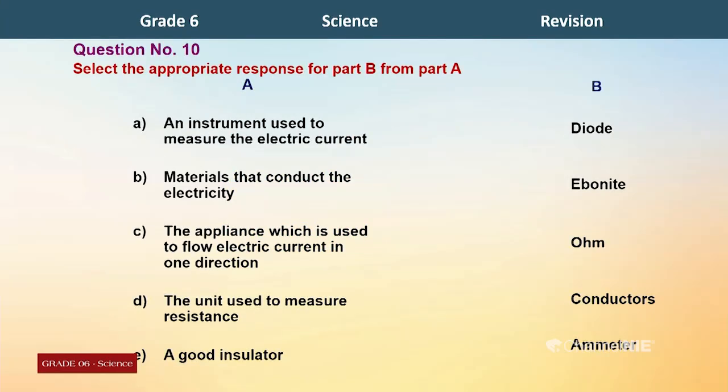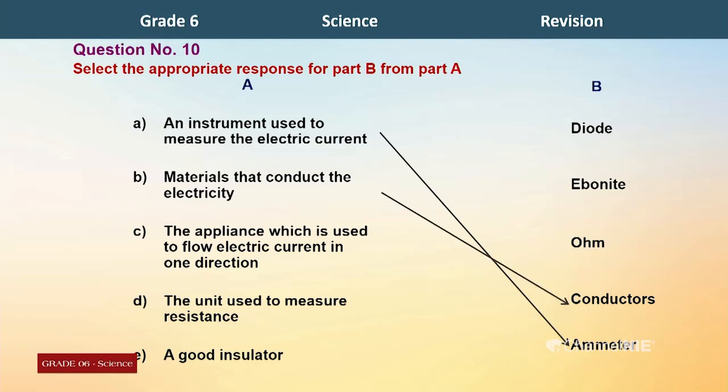Question number 10. Select the appropriate response for part B from part A. You have to match the answers. An instrument used to measure the electric current. You already know the answer. What is the instrument used to measure the electric current? That is ammeter. Materials that conduct the electricity. I explained this to you. The materials that conduct the electricity are known as conductors.